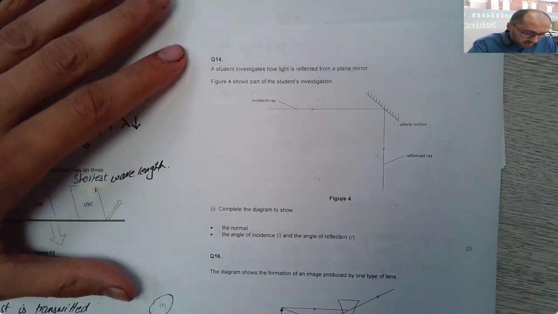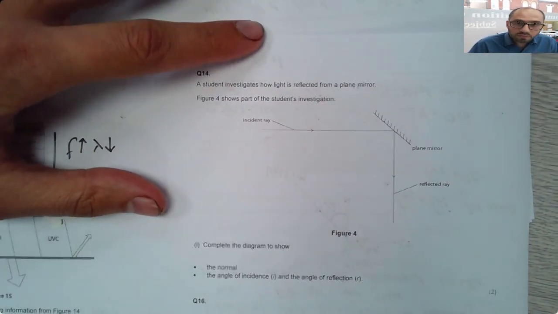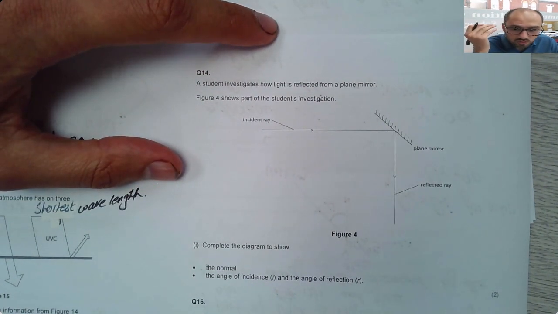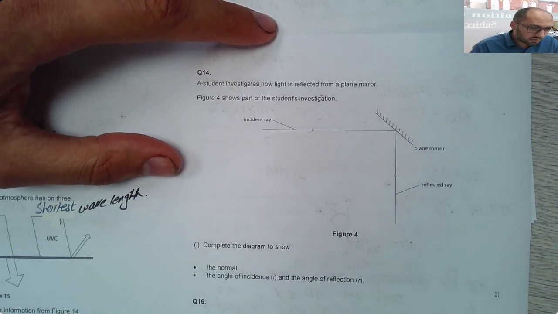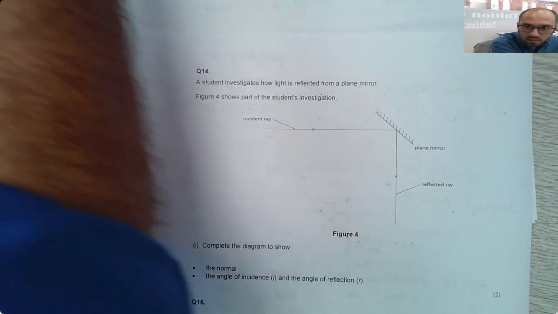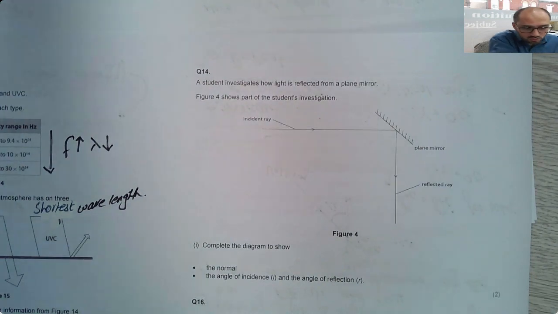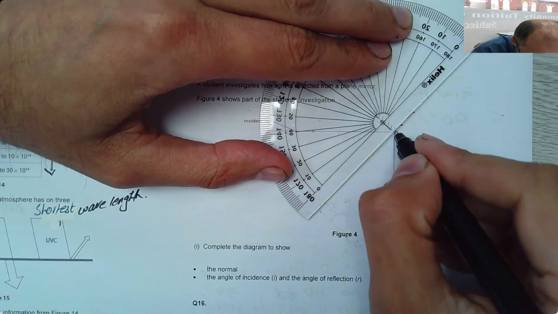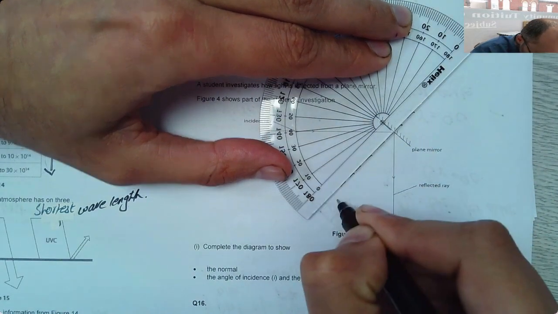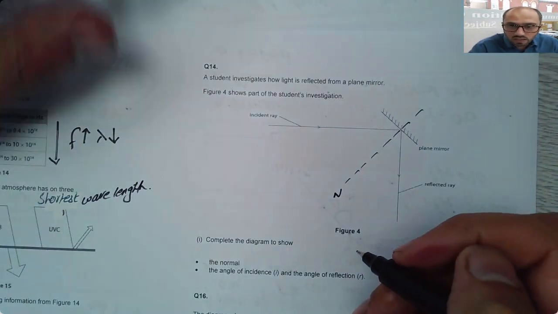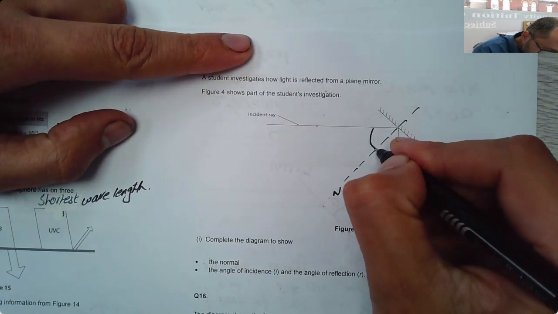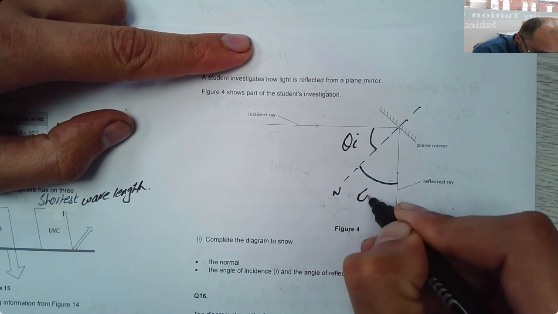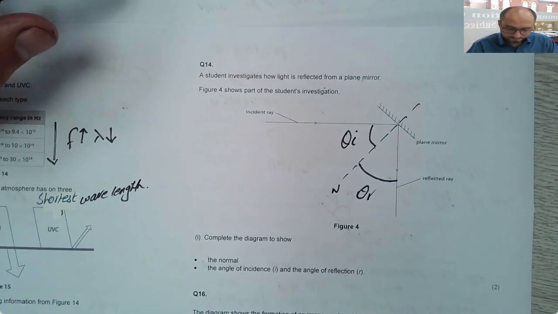Next question. A student investigates how light is reflected from a plane mirror. Figure 4 shows part of the student's investigation. Complete the diagram to show the normal, the angle of incidence, and angle of reflection. Now you need to remember one thing, normal is always at 90 to the surface. So here is my surface. I can say my normal line will look like this. Then next bit, all angles are with respect to the normal line. This will be called angle of incidence, and this will be called angle of reflection.